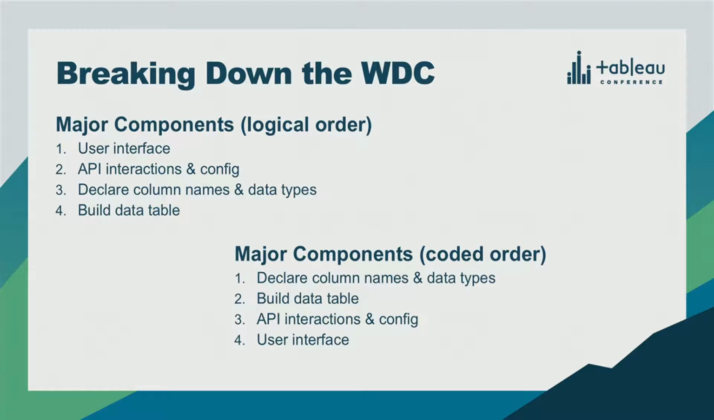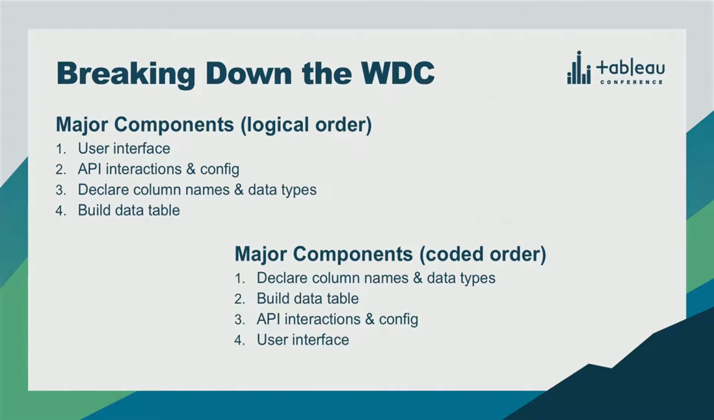You might be presented with some sort of config screen, or maybe it does the config in the background, as in the example we're going to be looking at. Once all that's done and it's ready to go, we'll then declare the column names to Tableau and the data types. And then we'll actually go off and get the data and build up the table that is going to form our data source. That's the logical flow. That's how I think about it, right? Interface, something goes on in the background, it builds the table.